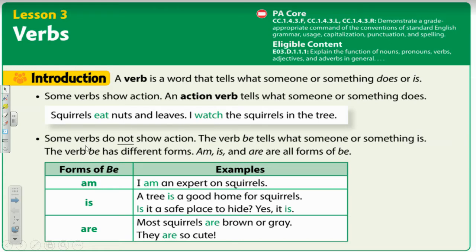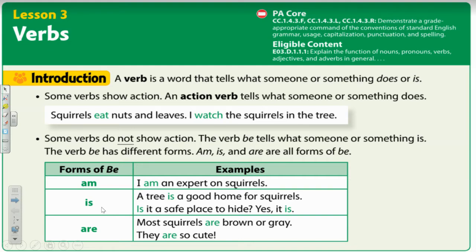However, some verbs do not show action. The verb be tells what someone or something is. The verb be has different forms. Am, is, and are all forms of be. Those are what I call sneaky verbs. For example, I am an expert on squirrels. Am is a verb that tells what I am.